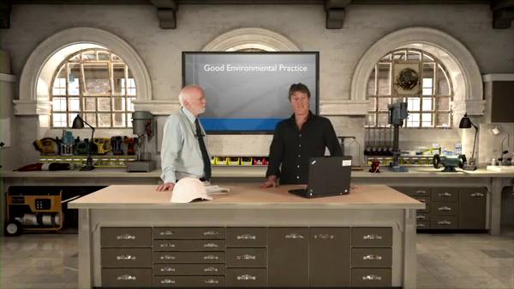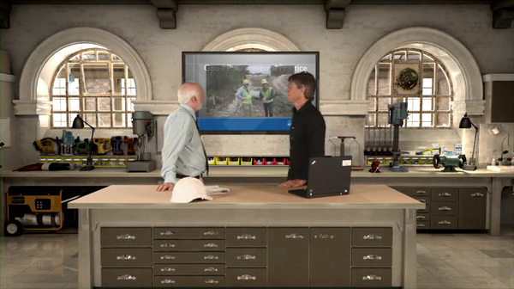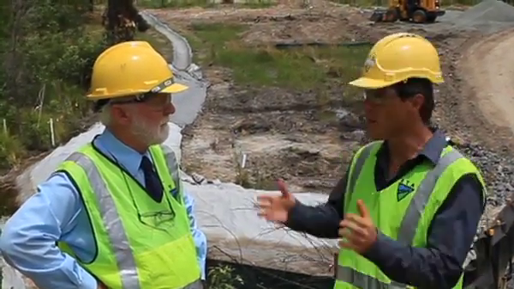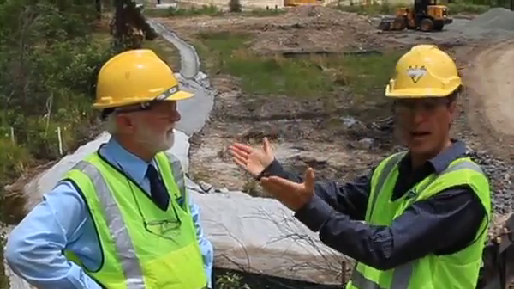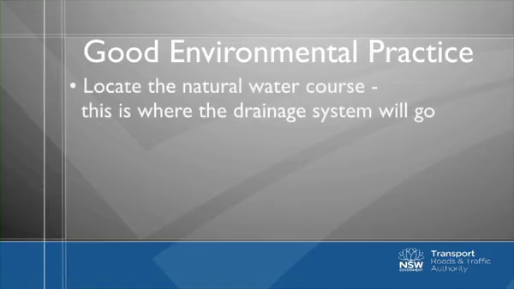Dennis, you and I both love getting out into the environs, as they say, to look at environmental practice, and that's exactly what we did. Now, one of the early issues to resolve is to work out where the natural water courses are coming off the landscape, and here they're coming through right down here where this water's pooling. And that's exactly, of course, Dennis, where we want to put the drainage system.